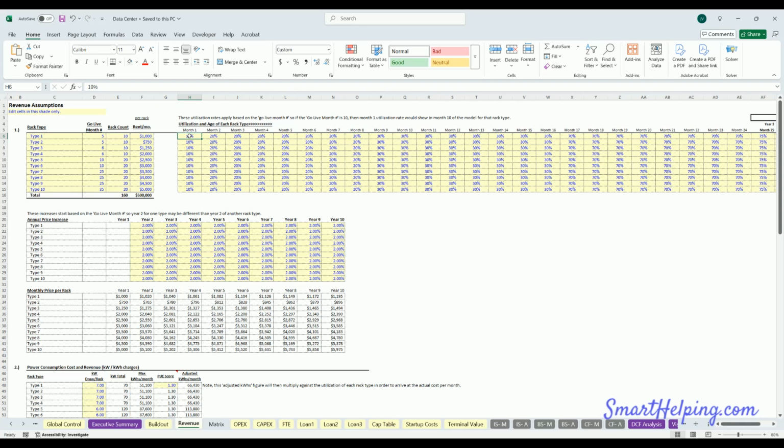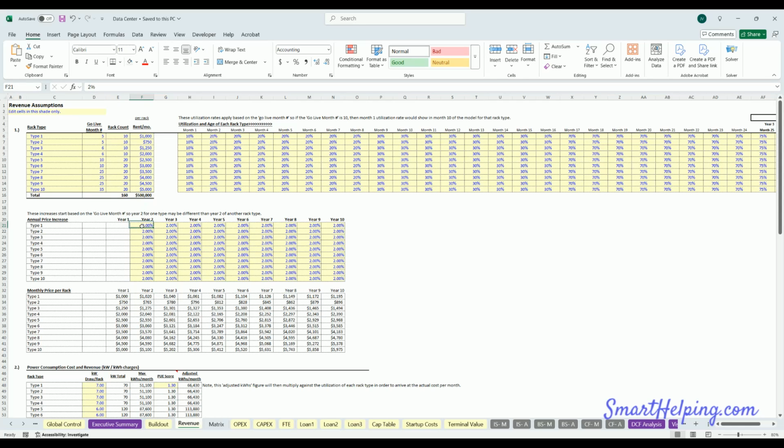Here's your utilization pattern. And note this pattern starts at the start month, whatever this is. So in this case, for type 10, we start month 35. So month 35 would be month 1 in the pattern. So there'd be 10% of these 20 utilized in month 35. So this is dynamic to the go live month here.